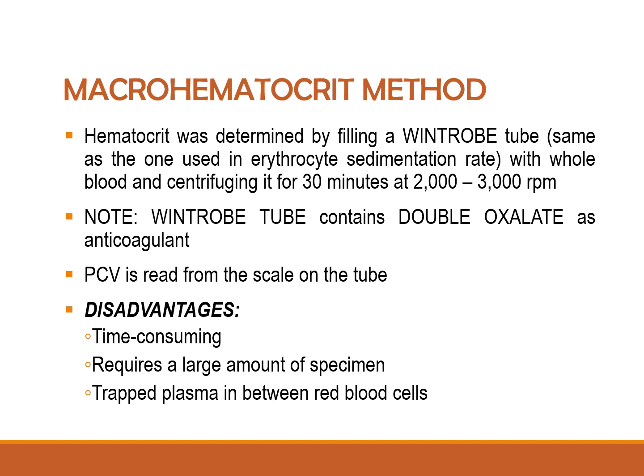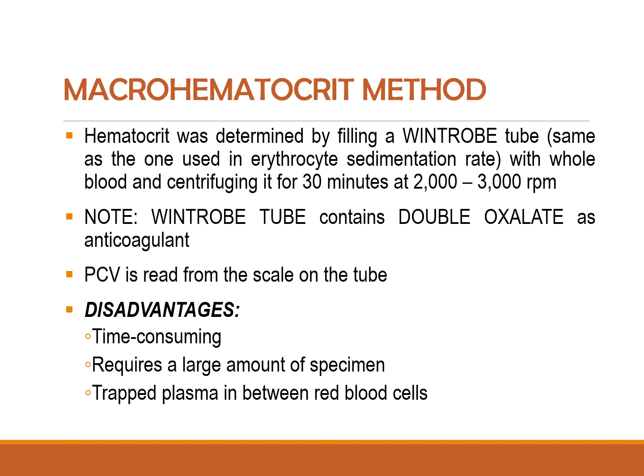For the macrohematocrit method, the patient sample is contained inside a Winthrop tube, which is the same tube used in the determination of the patient's erythrocyte sedimentation rate. A Winthrop tube is a narrow glass tube measuring 110 millimeters long with graduations from 0 to 100 in both ascending and descending order. This method requires a Winthrop hematocrit tube, a centrifuge machine, and a pasteur pipette. Blood is filled in the Winthrop hematocrit tube up to the 100 millimeter mark with the help of a pasteur pipette.